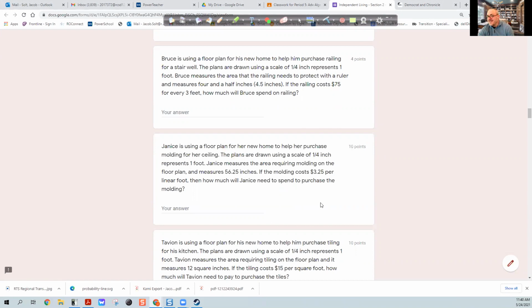All right. So Bruce has to put some railing up for a stairwell. He's got plans that are drawn to us using a scale of 1/4 inch represents 1 foot. Bruce measures the area that the railing needs to protect with a ruler, and he measures 4.5 inches. If the railing costs $75 for every 3 feet, how much will Bruce be spending on the railing?